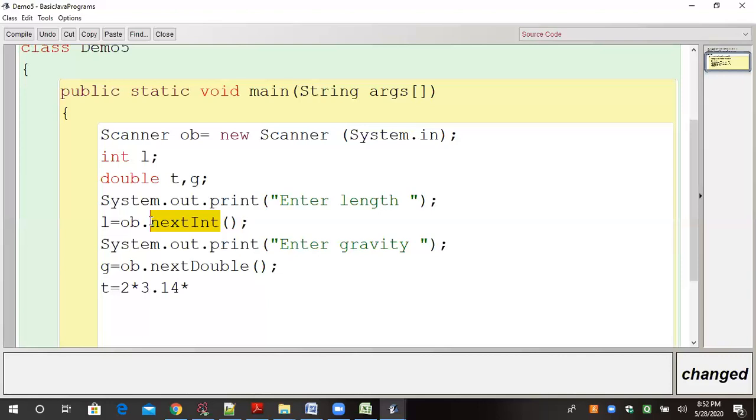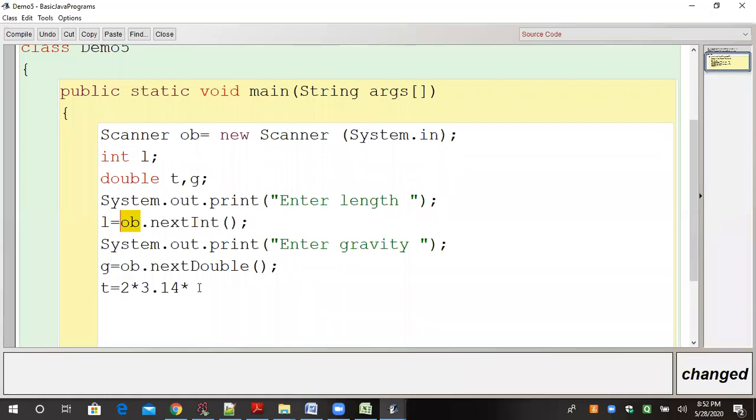तो अगर हम यूजर से इंटीजर वैल्यू इनपुट करा रहे हैं तो हमें nextInt फंक्शन यूज करना पड़ेगा. And this function belongs to the Scanner class. तो ये फंक्शन बेसिकली स्कैनर क्लास को बिलोंग करता है. ये स्कैनर क्लास का फंक्शन है. तो OB क्या है? OB is the object of Scanner class. तो उस ऑब्जेक्ट की हेल्प से हम nextInt को एक्सेस करेंगे.